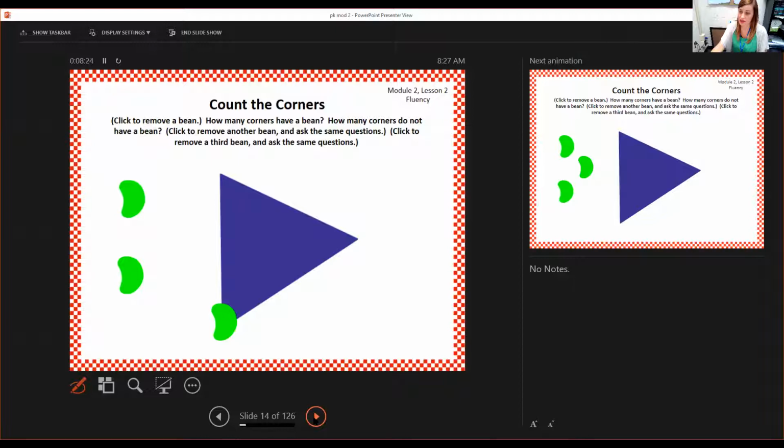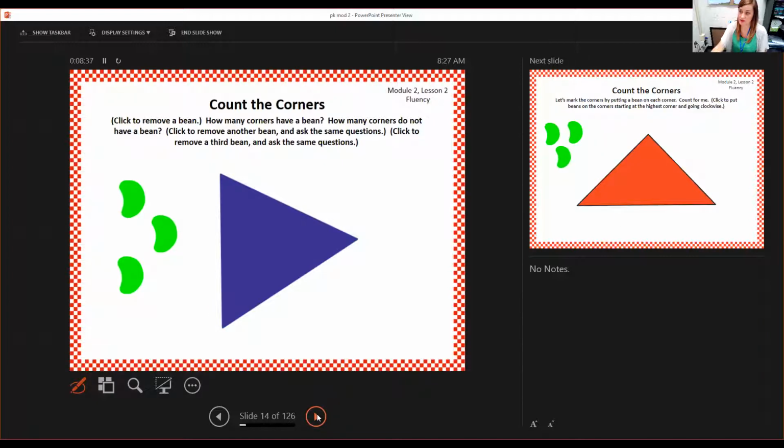Okay, how many corners have a bean now when I take another one away? 1. How many do not have a bean? Let's count them. 1, 2. How many corners have a bean now? 0.